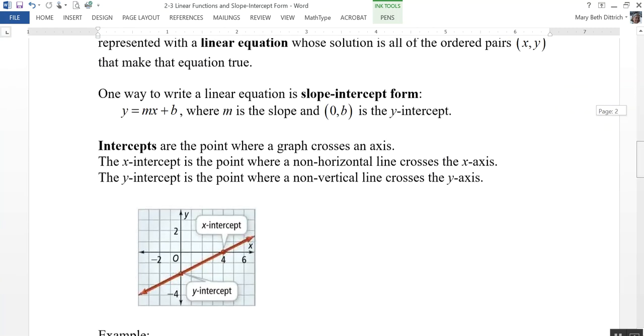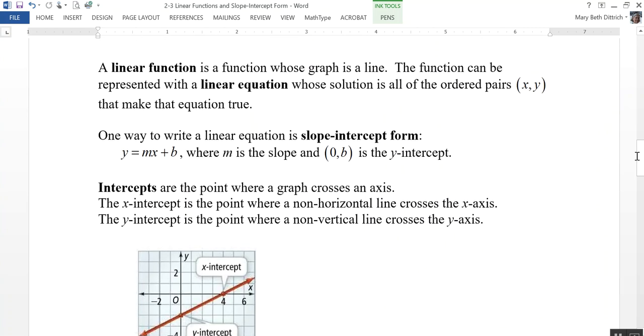A linear function is a function whose graph is a line. The function can be represented with a linear equation whose solution is all of the ordered pairs that make that equation true. One way to write a linear equation is in slope-intercept form, and that's y equals mx plus b, where m is the slope and the point 0, b is the y-intercept.